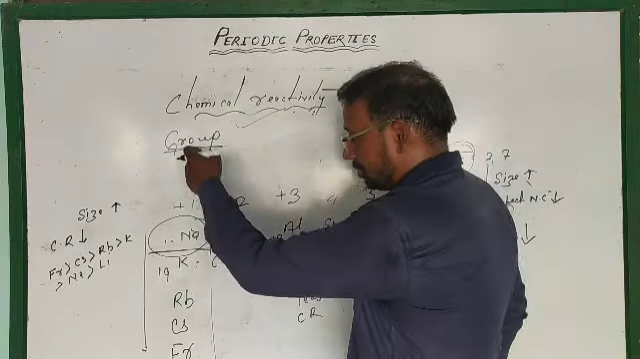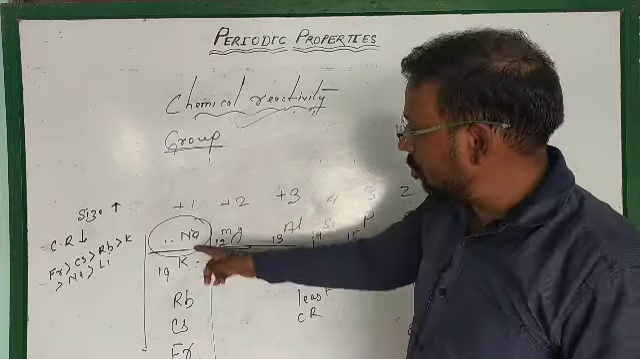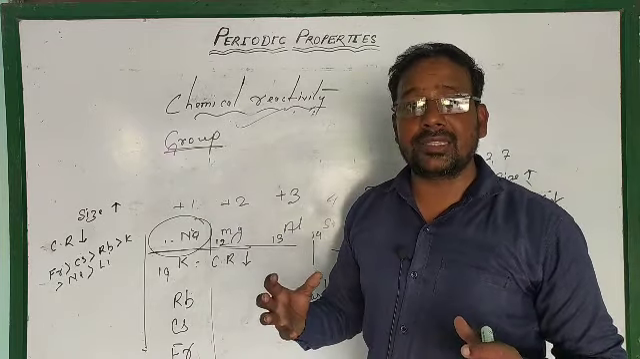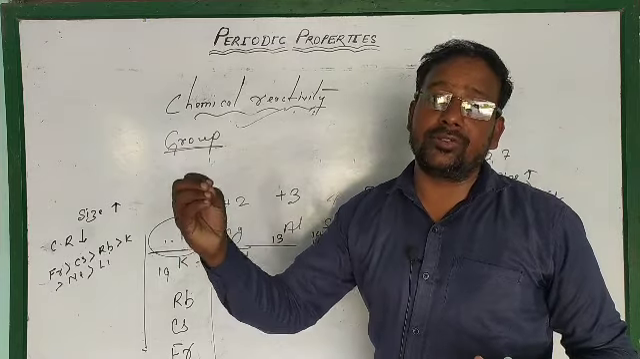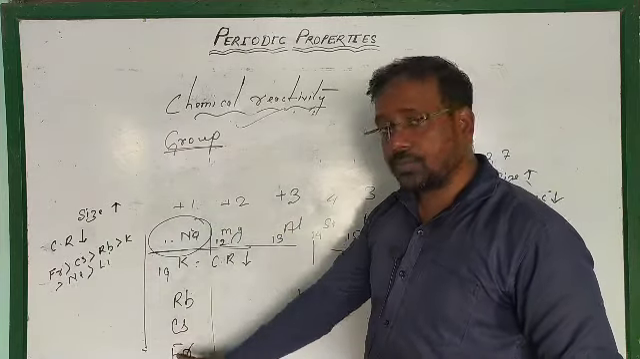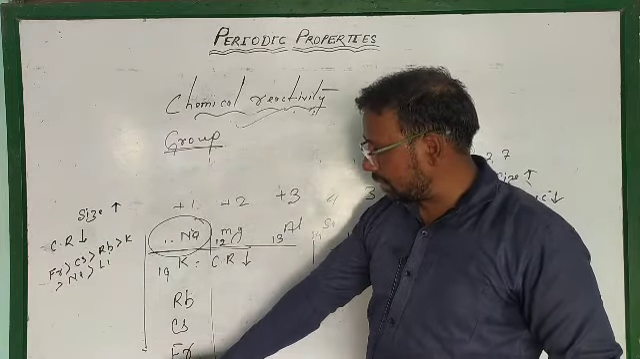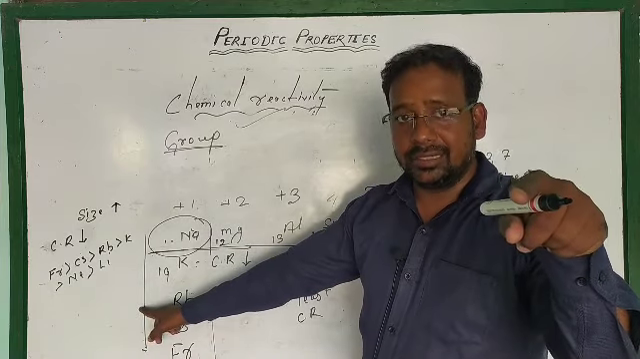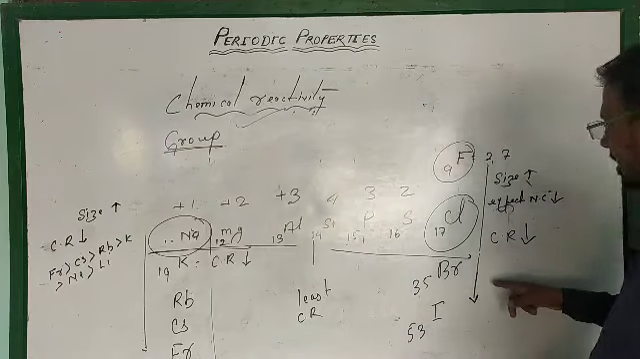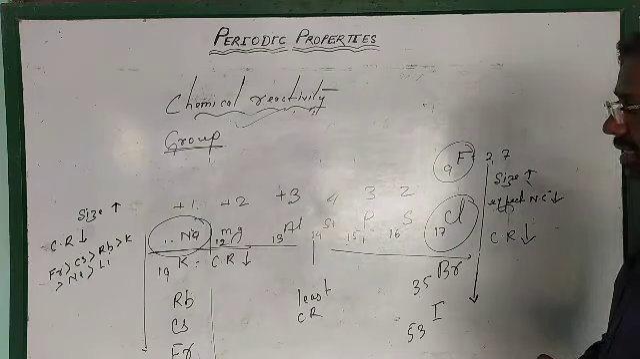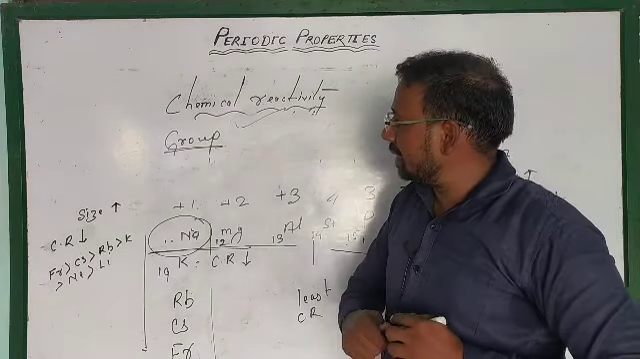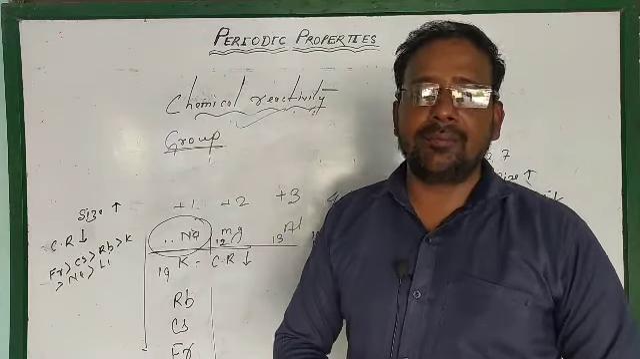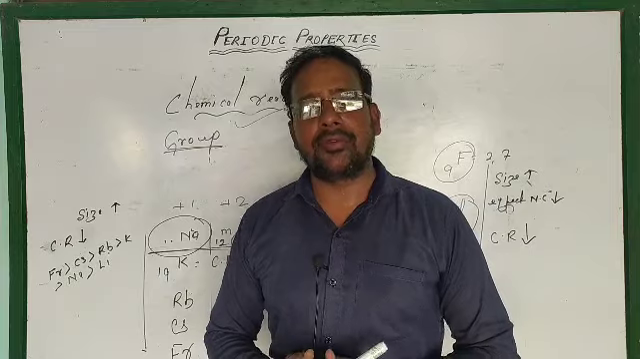But in the case of the first group, when we move from top to bottom, what is happening? Size increases and it can lose electrons very easily. So in the first group, when we move down the group, chemical reactivity increases, but in this case chemical reactivity decreases. So these are the things about chemical reactivity in group and in period. Please make sure to write it in your copy.